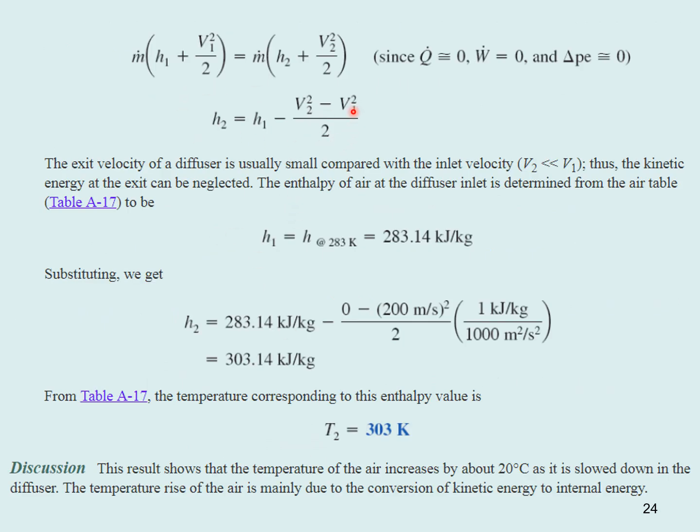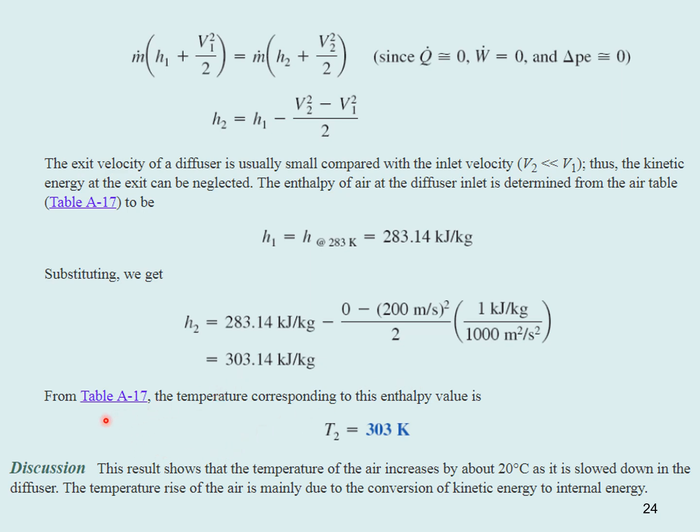So I've just repeated this at the bottom of the slide up at the top so we can see what we're doing here. So here, we can look up what the enthalpy is, table A17, at 283 Kelvin. We can look that value up. So we can actually calculate what the enthalpy is on the exit, because we're told what the inlet and outlet velocities are.